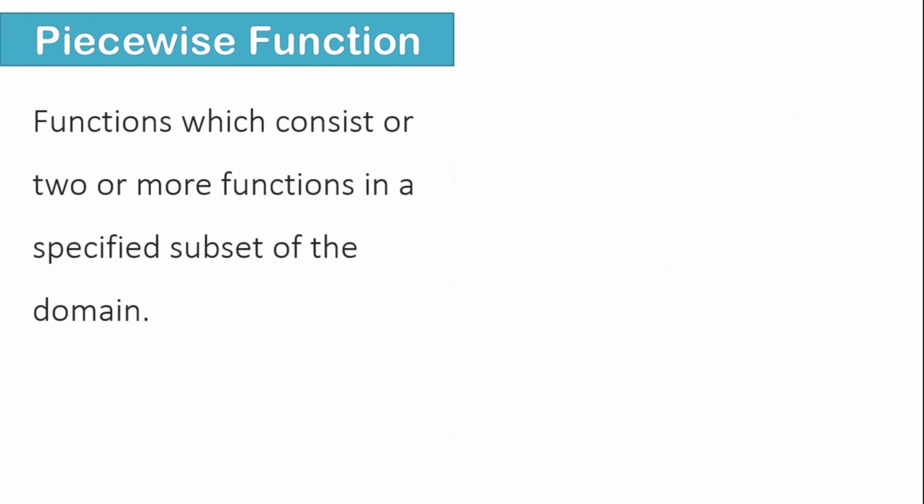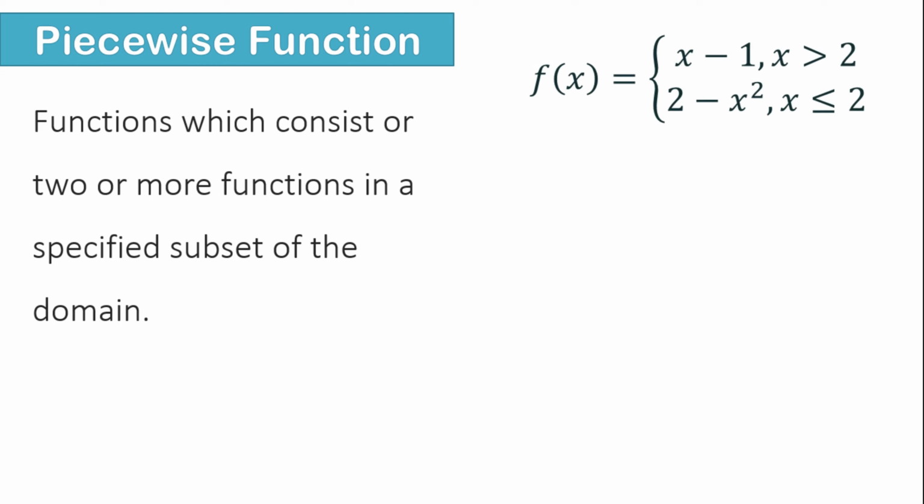Now, what is a piecewise function anyway? A piecewise function consists of two or more functions in specified subsets of the domain. So there are specified subsets of the domain, and there are different functions. So the functions that you saw a while ago are what we call subfunctions. So here, let's have another example. These two here are subfunctions of f of x, meaning two parts of the function.